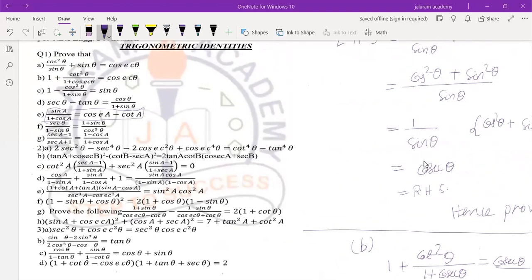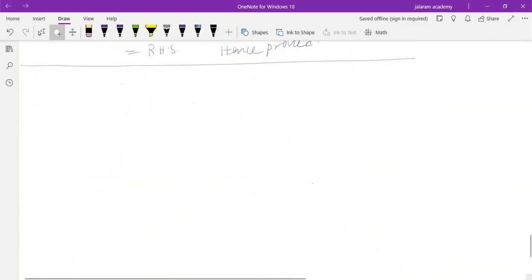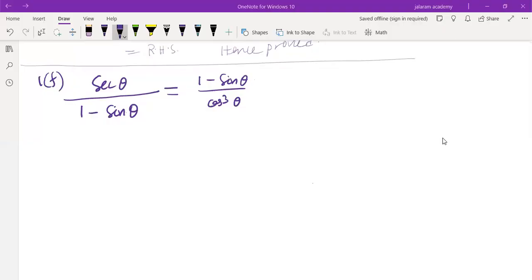Question number 1F. Sec theta upon 1 minus sin theta, we have to prove it is equal to 1 plus sin theta over cos cube theta.